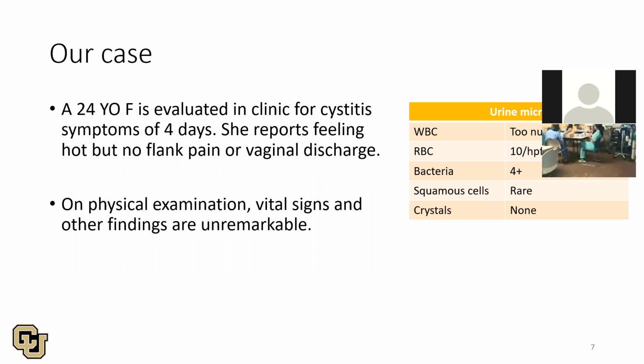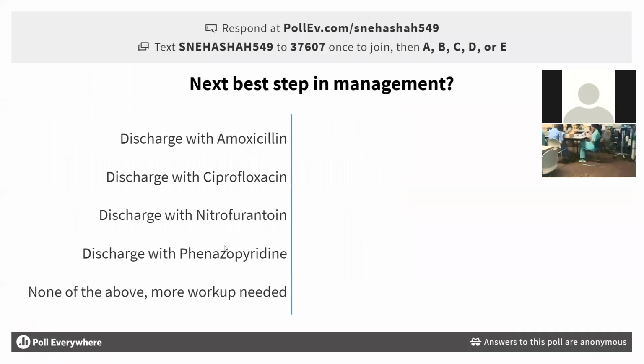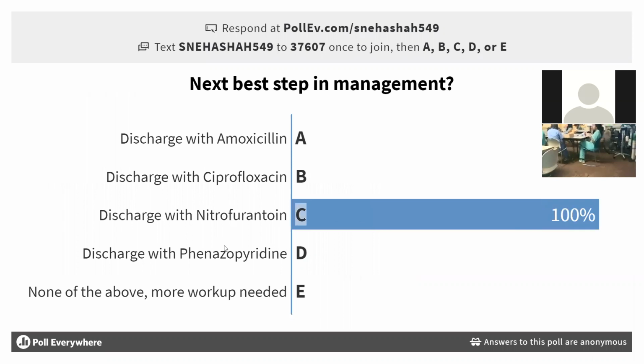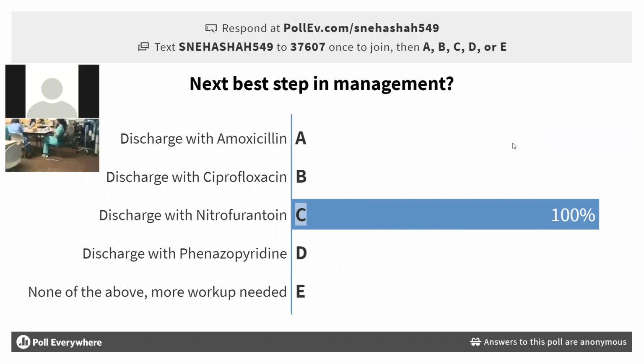So you do a dipstick in clinic, which is consistent with an infection, and then you send that for microscopy, which shows some white cells, some reds, bacteria. And so it looks like this is cystitis. My question is, what is our next best step in management? I know it may seem odd that we're talking about cystitis, but I promise that it will make sense.